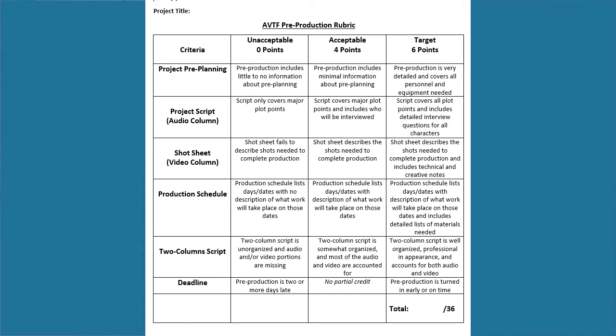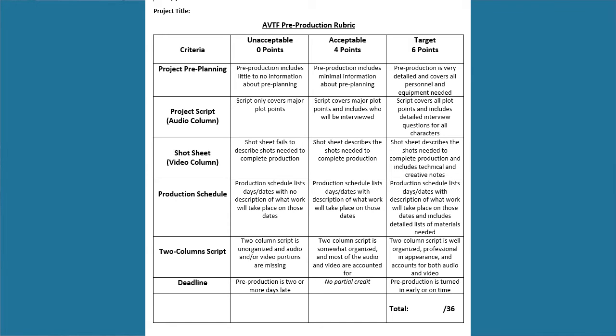So don't write Johnny talking about his locker. No. Tell me, what is Johnny saying? So add those quotation marks in there and write out your actual script for Johnny. Your shot sheet is your video column on your 2-column script. It should describe all the shots needed and include technical creative notes. Each shot should be labeled, and it should be very descriptive. So instead of long shot of the hallway, how can you make that more descriptive? Long shot, Sally walking down the hallway on the left side with her backpack. That is much more descriptive and easier to understand.